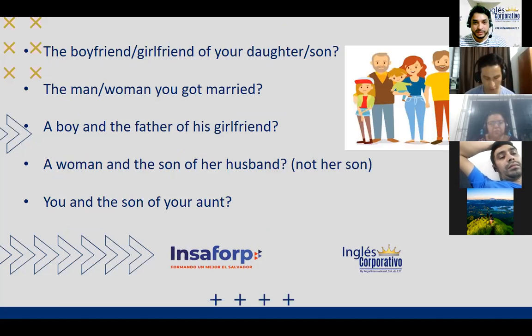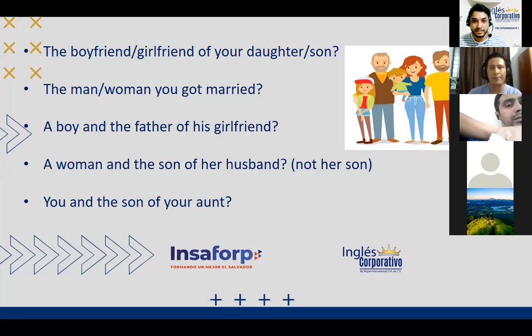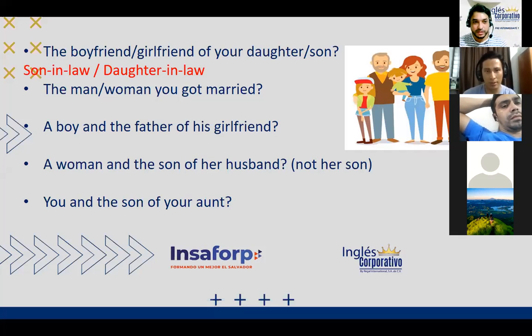The boyfriend or girlfriend of your daughter or son. What is their relationship? The boyfriend of your daughter or the girlfriend of your son. If you have a son and your son has a girlfriend, what is the relationship with the girlfriend of your son? That would be son-in-law or daughter-in-law. Like cuñado, but in this case would be the nuera or the yerno.